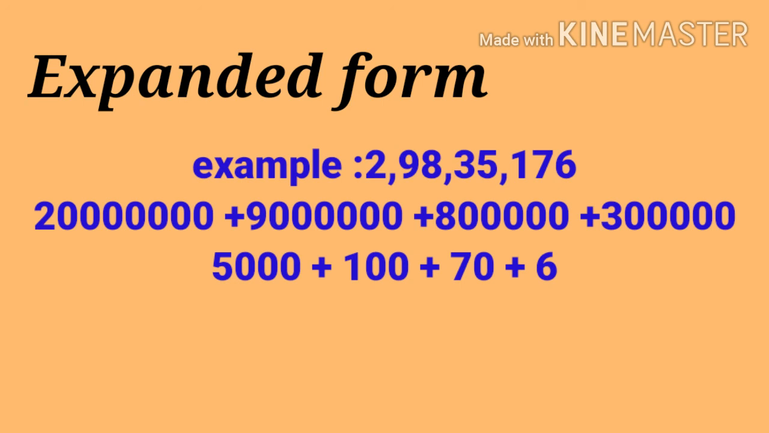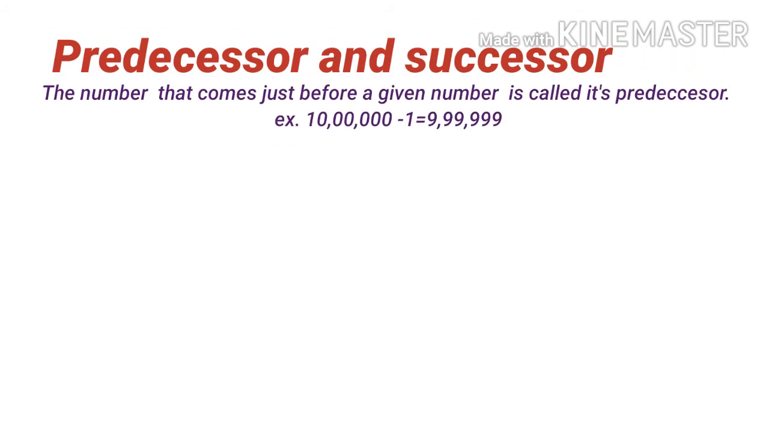And see the last number, which is 6. It is at ones place, so we are not going to put any zero there. So this is called the expanded form of the number. Now the next topic is predecessor and successor.